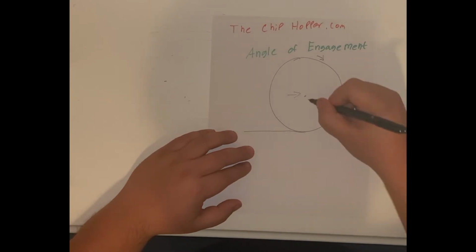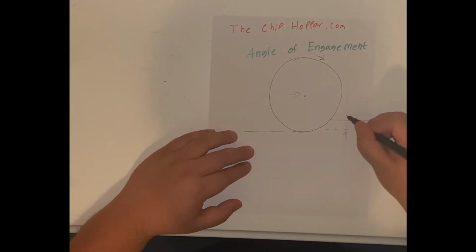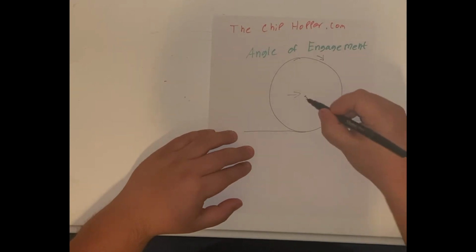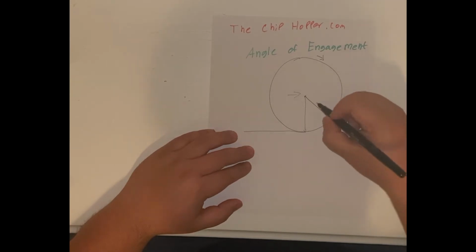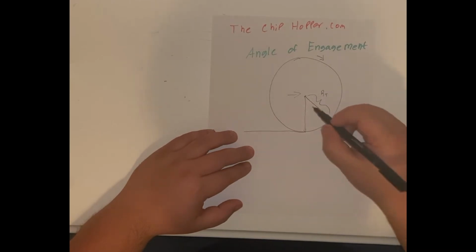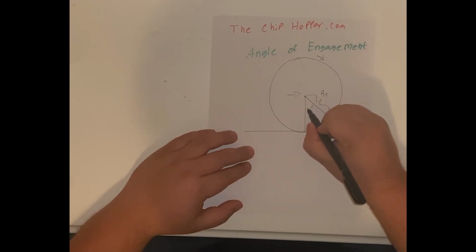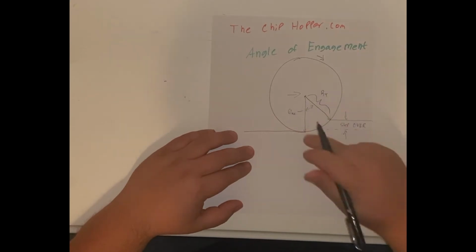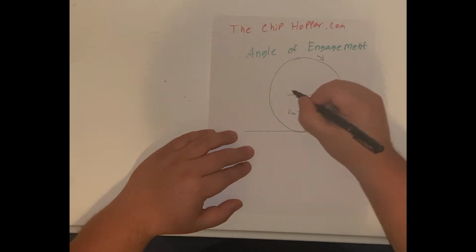So we have our step over. And then we have our tool radius. We'll go ahead and draw the tool radius to our contact points in the cut. And then we have the parameter we're interested in, theta AE, the angle of engagement. So this is just our direction.